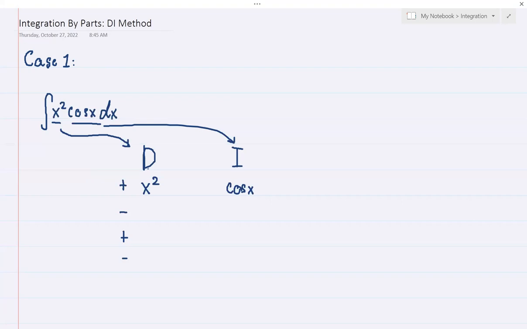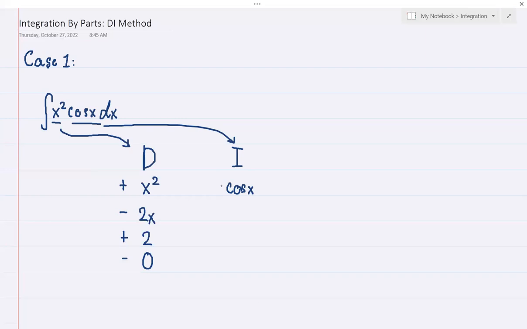So why did I pick x squared for the D column and cosine x for the I column? Because in your D column, you're going to differentiate. If we differentiate x squared continuously, it will reach 0. Let's try that. What is the derivative of x squared? We have 2x. What is the derivative of 2x? We will have 2. And what is the derivative of 2? 0. See, it reaches 0.